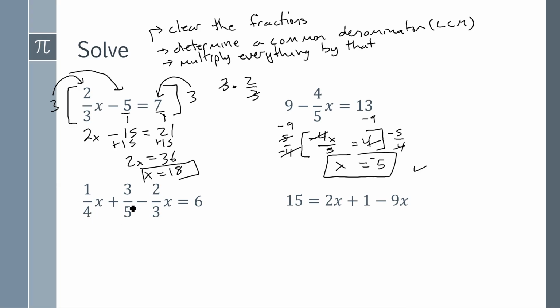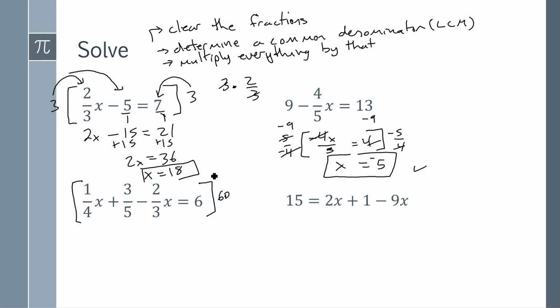Notice I have a fourth, a fifth, and a third. So I have a fourth, 3/5, and 2/3. That's a lot of fractions. I do not want to deal with all those fractions. I will likely make a mistake. So I think of the least common multiple of 4, 5, and 3. And the number I'm coming up with is, I think, 60. So I am going to multiply all of this by 60.